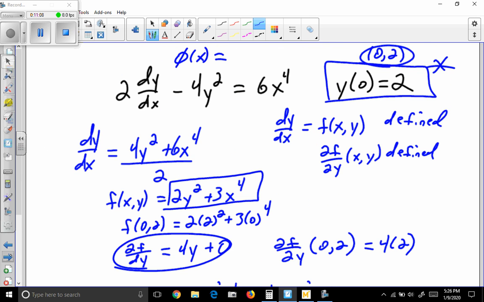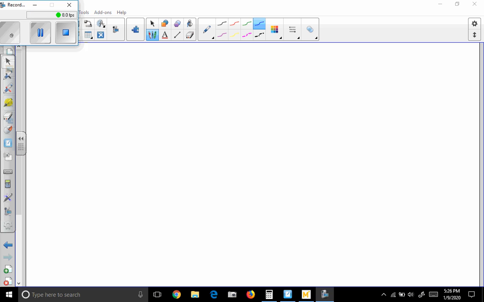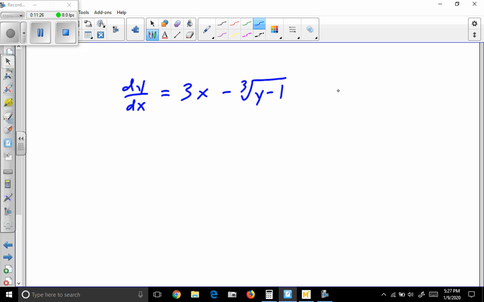So let's look at another. Let's take a look at this one: dy over dx equals 3x minus the cube root of y minus 1, and when x is 2, y equals 1. So, first of all, f of x, y, that's our function that equals our first derivative.